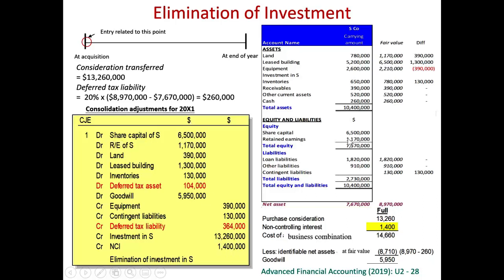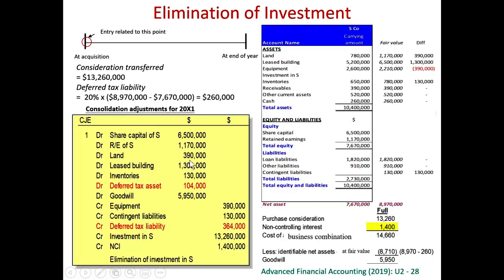At the day of acquisition, we have got the share capital of the subsidiary. We have got the retained earning of the subsidiary. So we debit share capital of the subsidiary. We debit retained earning of the subsidiary at the day of acquisition. This is the book value of the net asset actually. On top of the book value of the equity, book value of the net asset, there will be fair value adjustments. As I've said before, 5 items will have fair value adjustments.